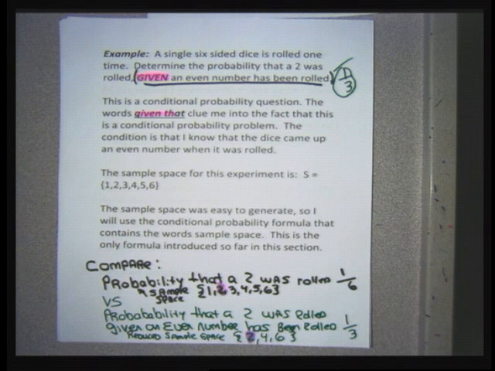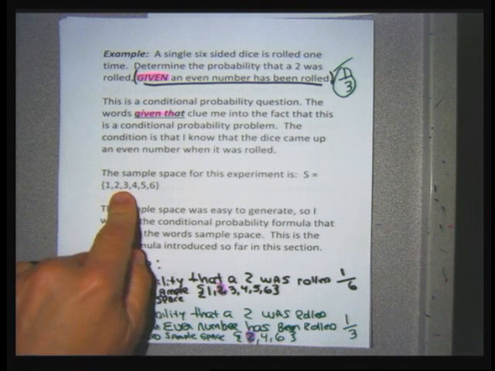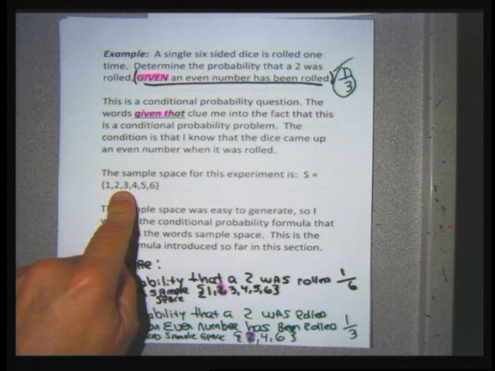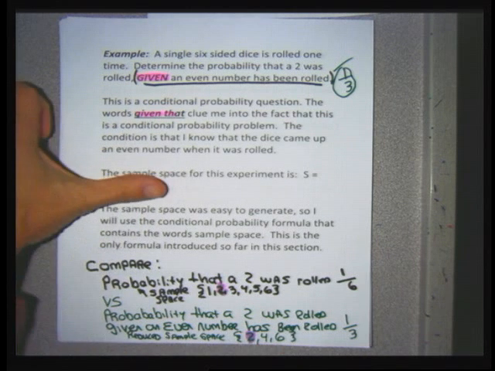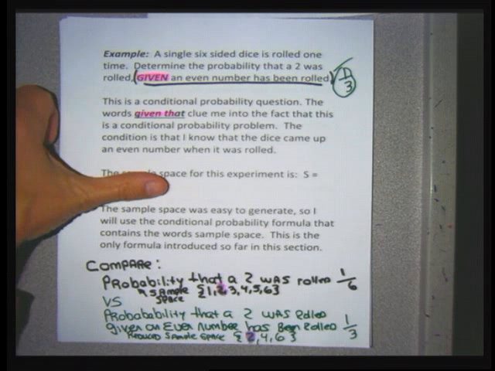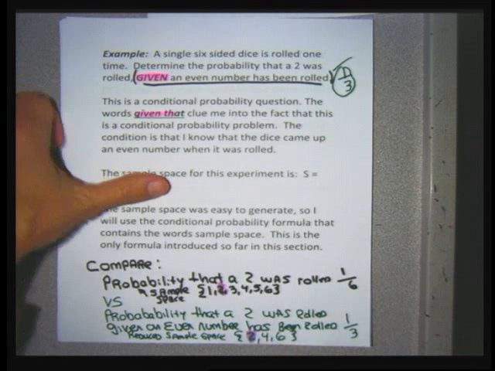So for the first half of the section, my goal is to be able to take the initial sample space, the sample space that would be appropriate if there wasn't any extra information given about the experiment, and create a reduced sample space, and then ignore the initial sample space and use the reduced sample space to answer my question.